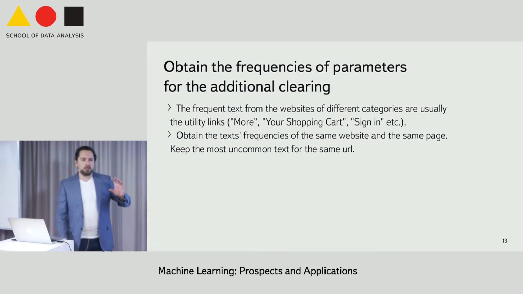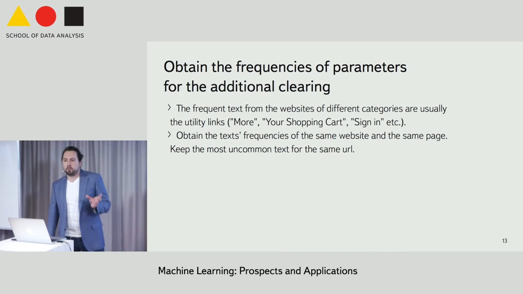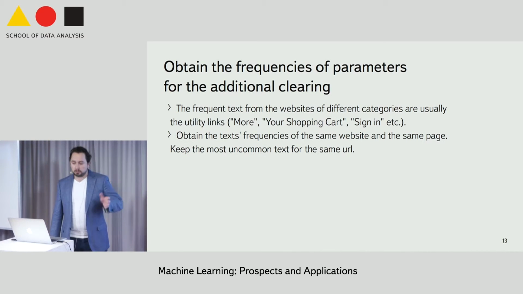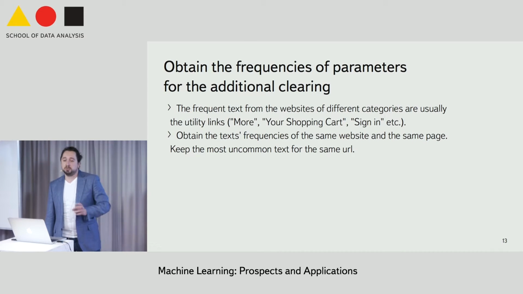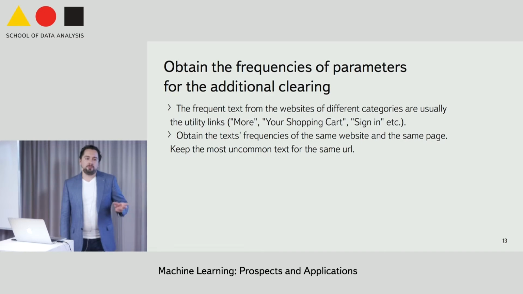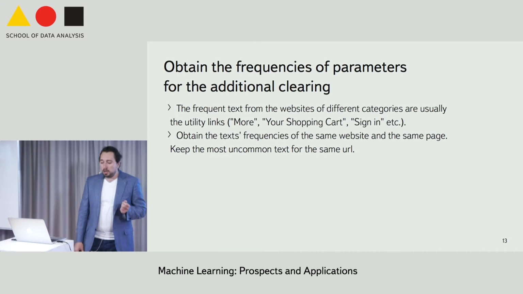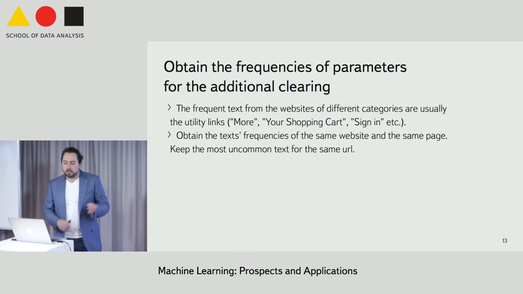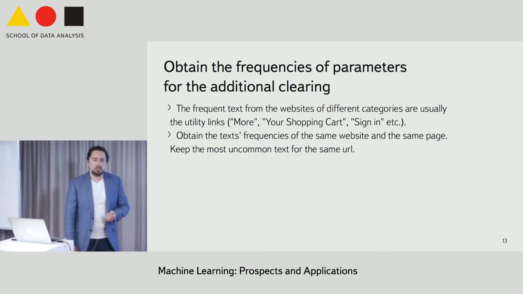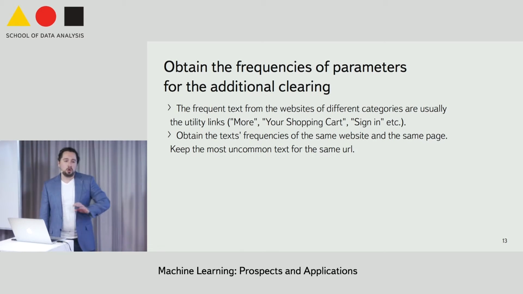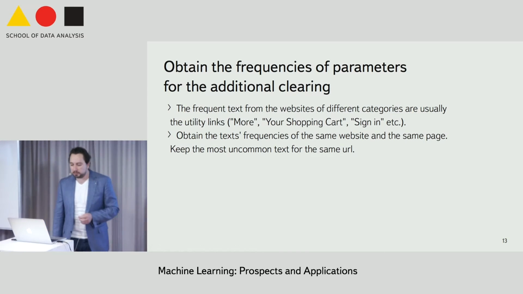If we take 2 different sites, and if these sites have different categories, and if we have the same text of URLs for these sites, usually it will be utilities links. It can be more about company, your shopping cart, and so on, etc. And we don't download, and we will delete all these links for each page.